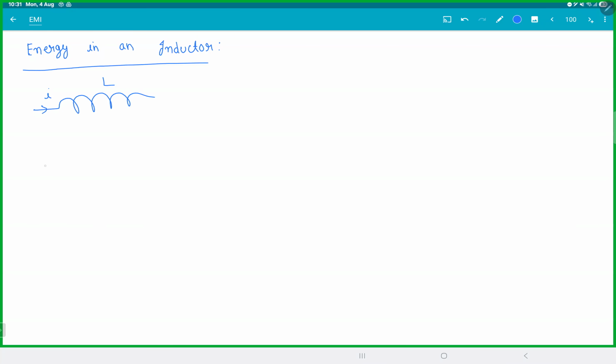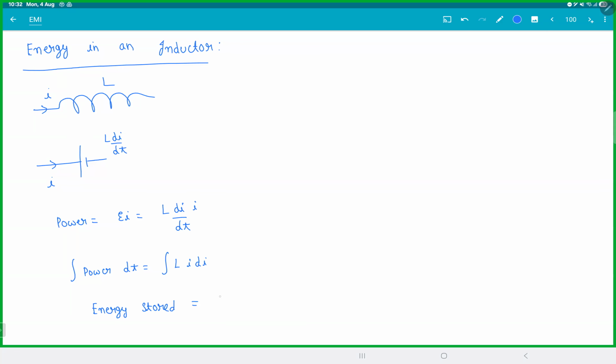So if your current I is flowing like this, you can treat this like a battery. So what is power? Voltage into current, which will be L dI by dt. But what is power into time? Energy. So therefore, the energy stored in an inductor is half Li square, just like half CV square.